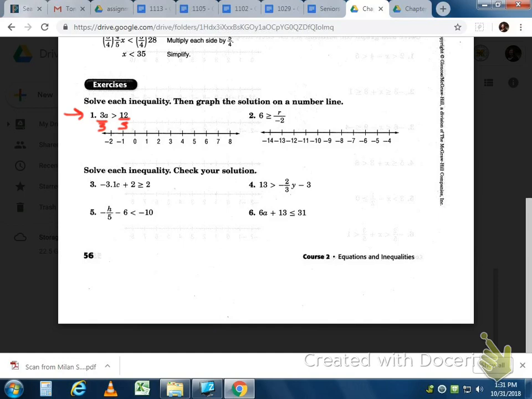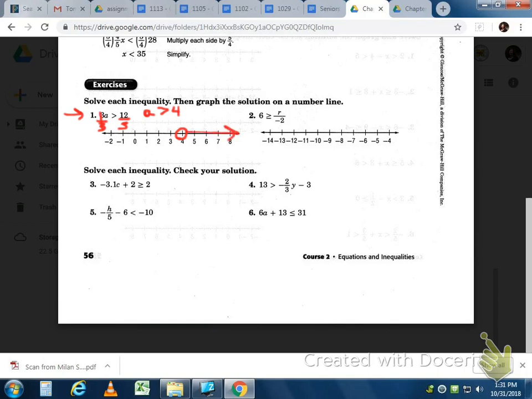That's what you would do for your work. And 3 divided by 3 would wipe away. And a would be greater than 12 divided by 3 is 4. A is greater than 4. We didn't have to switch anything. We just had to write it down. We had to divide. If it's greater than 4, is it open or closed? Open, and it's shaded right.